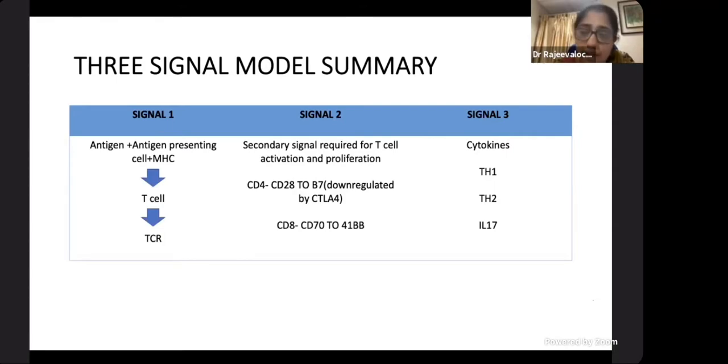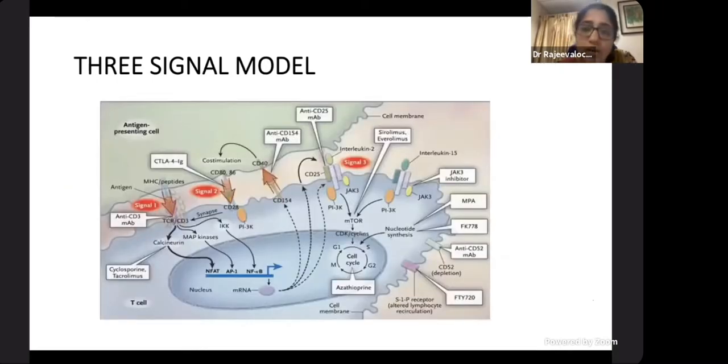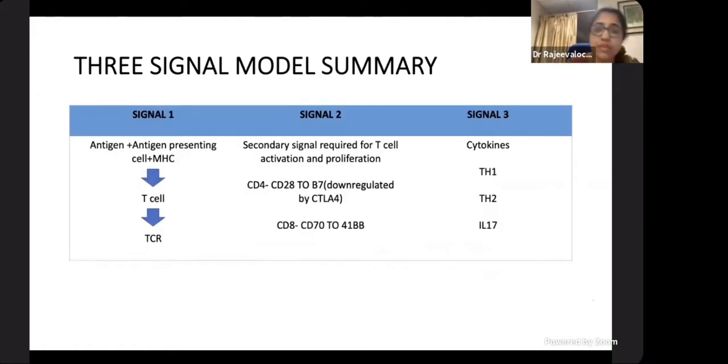Now, these cytokines, for example, the CD4 cells can either become Th1 cells, Th2 cells, or interleukin-17 cells, all according to the need. Now, there have been a variety of molecules which have been developed, and all these molecules try to attack one of these three signals at various levels.